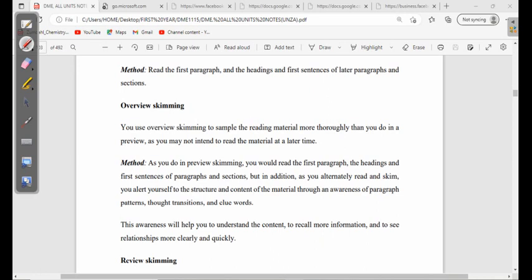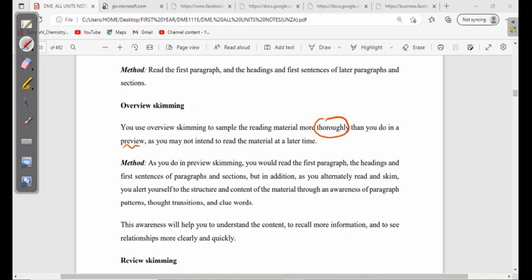Now after the preview reading, we have the overview. Okay, we've looked at preview and then overview. Preview is also followed by a second skimming or thorough reading. So overview skimming, you use to sample the reading material more thoroughly. It is very different from preview reading, because in preview reading you are more interested in just having a general or broad understanding and you are not wasting more time on your reading. But when it comes to overview, you spend more time, and that will be more thorough, you are paying more attention. So it is more thorough than preview, as you may not intend to read further.